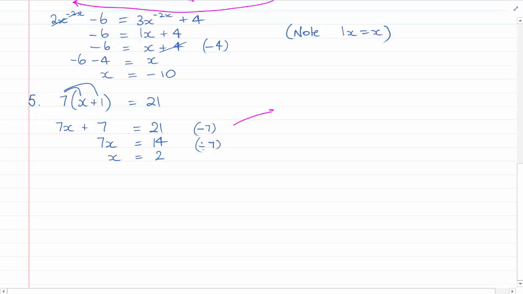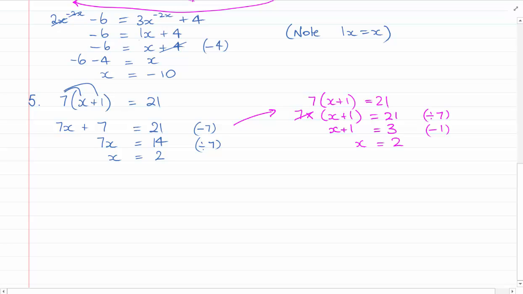But here's a little side note. You could do it like this. 7(x + 1) = 21. This means 7 times (x + 1) equals 21. And we can deal with that by dividing by 7 first of all. And that gives us x plus 1 is equal to 3. So we've cancelled that 7 out, and 21 divided by 7 is 3. And then we can subtract 1 from both sides, giving us x is equal to 2.